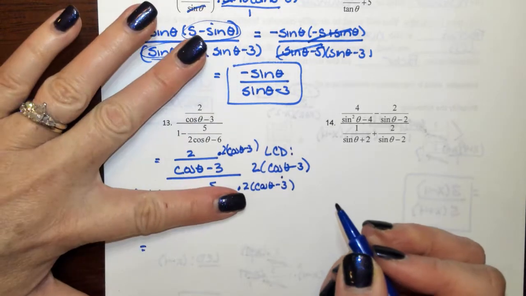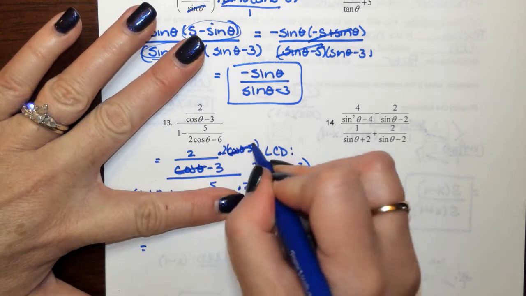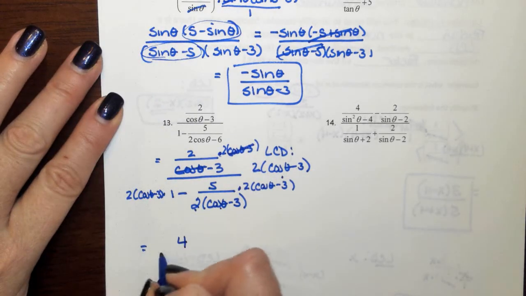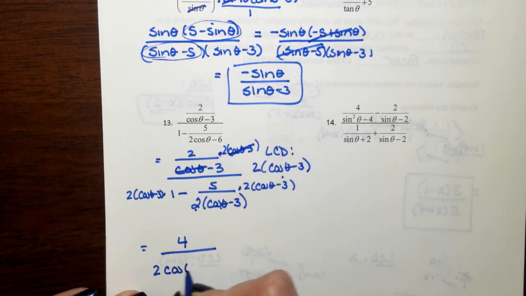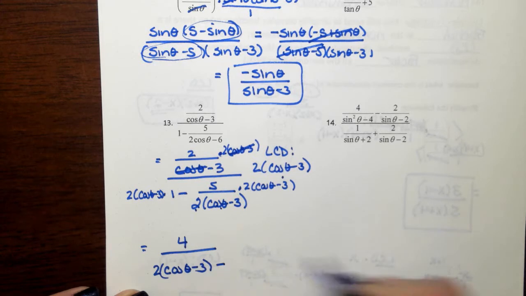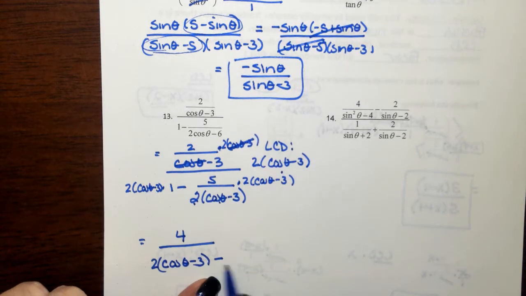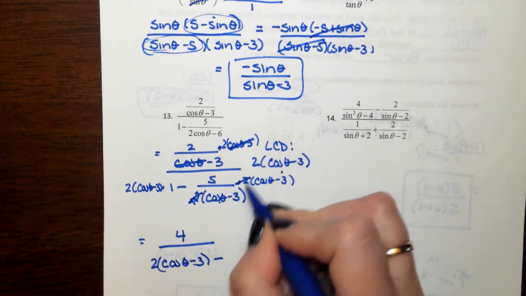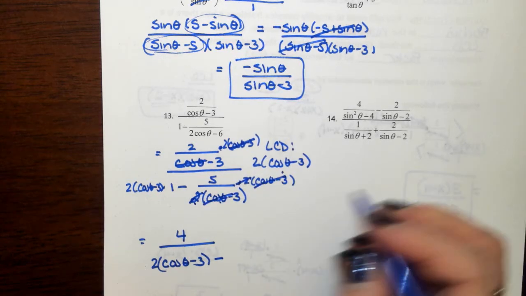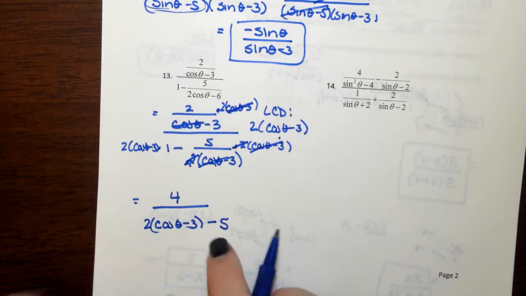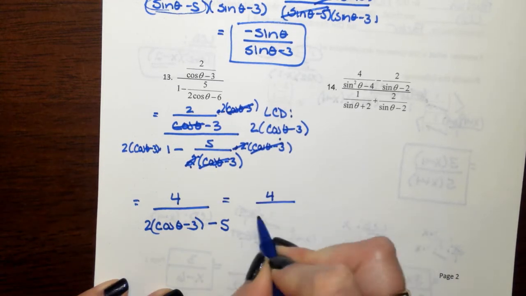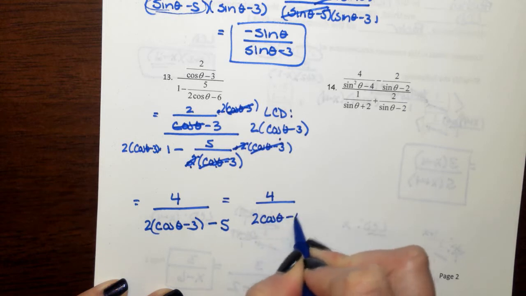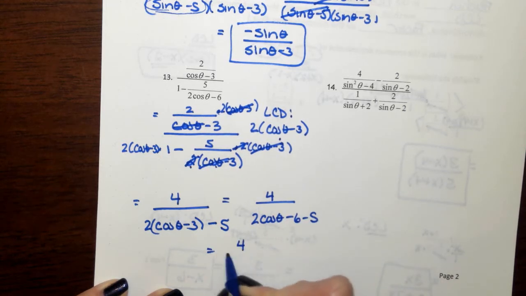so again, in the numerator, the cosine theta minus 3's cancel, and you're left with a 2 times 2, which is a 4, over 1 times your LCD is just going to leave you with that LCD. Make sure you bring the subtraction sign. The 2's are going to cross cancel, so the cosine theta minus 3's, and you're left with a 5. Now you do need to distribute and combine like terms in the denominator, so when I distribute the 2, that'll give me 2 cosine theta minus 6 minus 5. So your final answer will be 4 over 2 cosine theta minus 11.